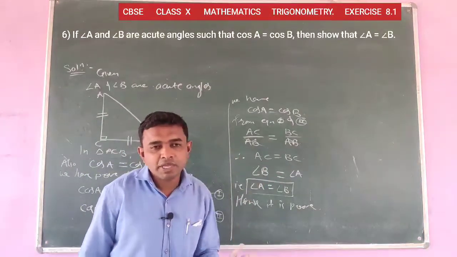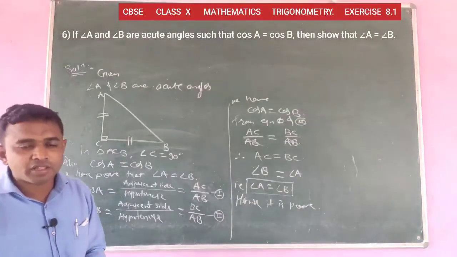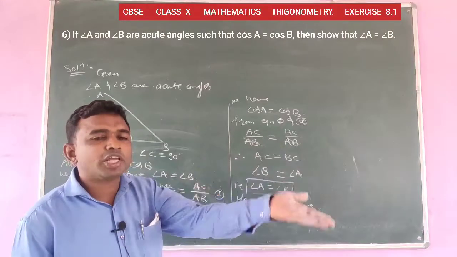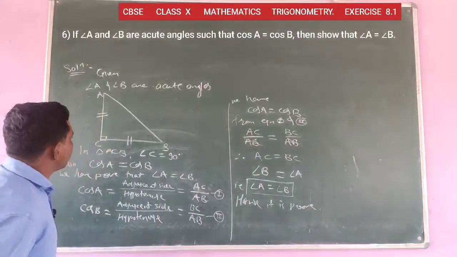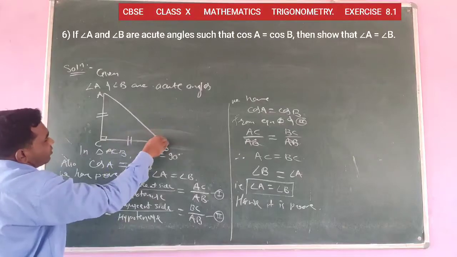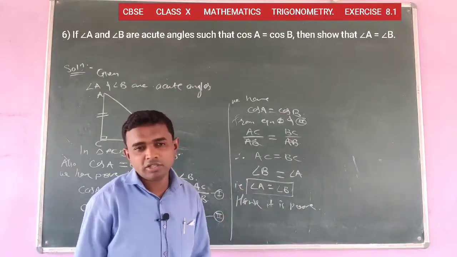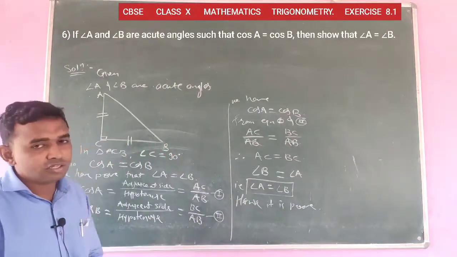So in any triangle, if the two sides are equal, then the angles opposite to the equal sides are also equal. So angle A is the opposite angle of the side BC and angle B is the opposite angle of the side AC. Therefore, angle A is equal to angle B. This is the answer of question number 6.